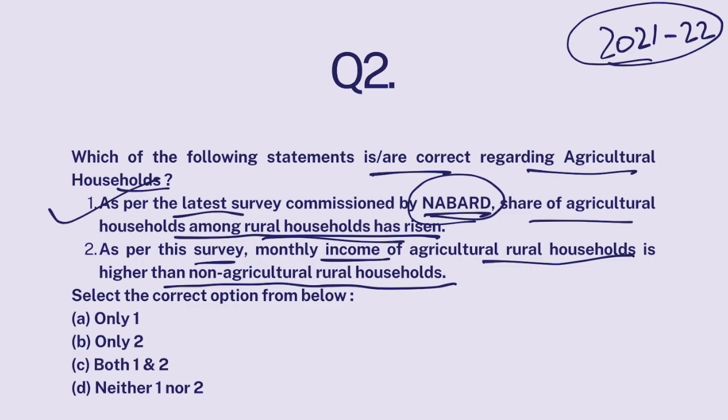So those households which have their livelihood dependence on agriculture have increased. Second, the monthly income of agricultural households is higher than the monthly income of non-agricultural rural households. So this part is also correct. These are very strange and unexpected findings, but they are true. Both these statements are true.